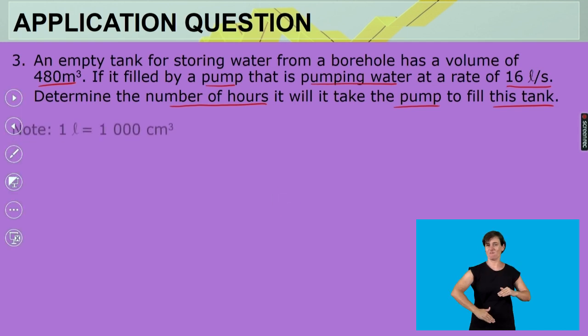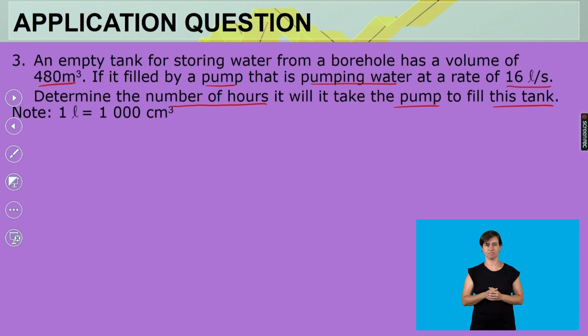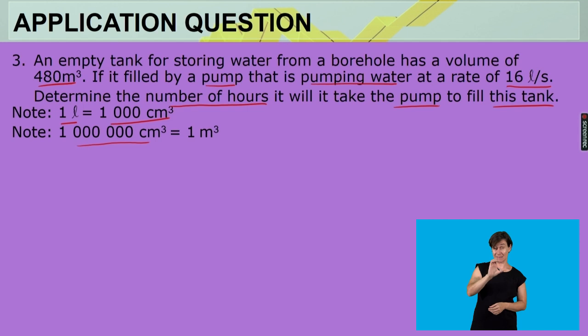Now, we are giving you a little note here. It says, note that 1 liter equals 1,000 cubic centimeters. Also important is that 1 million cubic centimeters equals 1 cubic meter. Now, remember, it's like building a puzzle. We have all the pieces here. We must put it together. Now I'll start by looking at my notes here. So what can I use first?